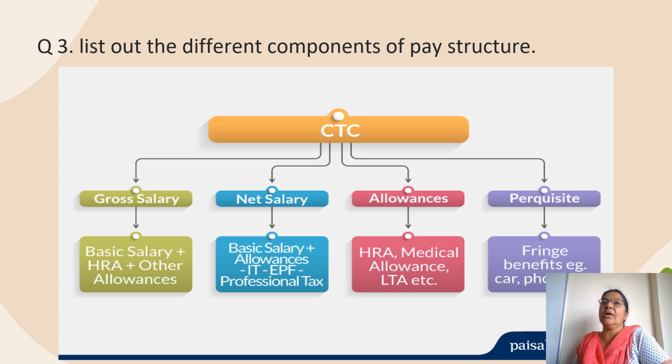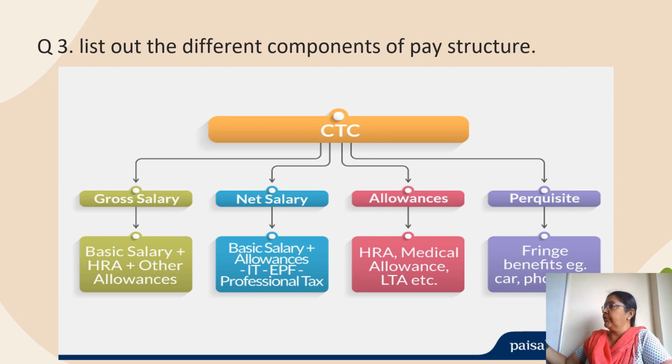How much it costs the company to maintain the employees, that is known as CTC, cost to company. So CTC is nothing but how much the company is spending to maintain its employees within the organization. So that is the pay. This is the pay structure of employees.